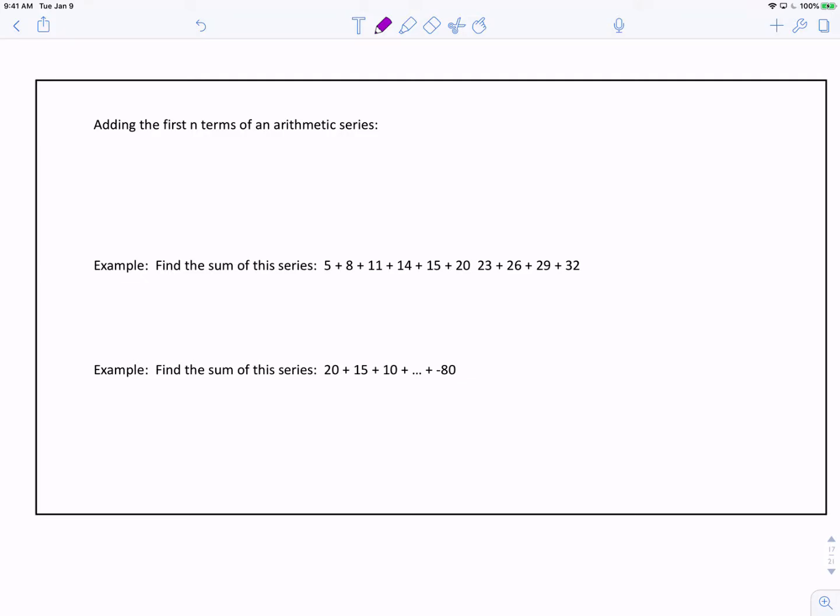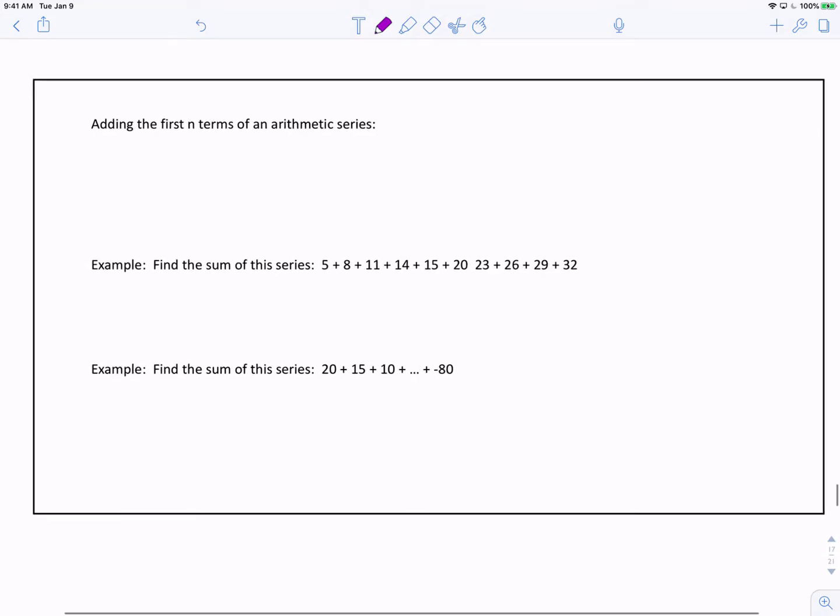In this next section, we'll talk about how to add the first n terms of an arithmetic series. Now, this only works for arithmetic series, okay? If a series isn't arithmetic, you cannot use this formula. And in the video, I'm not going to derive the formula for you. I might do it in class instead, because it's kind of a cool proof, but we're just going to practice in the video using the formula.